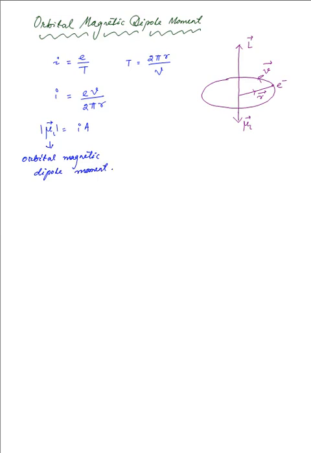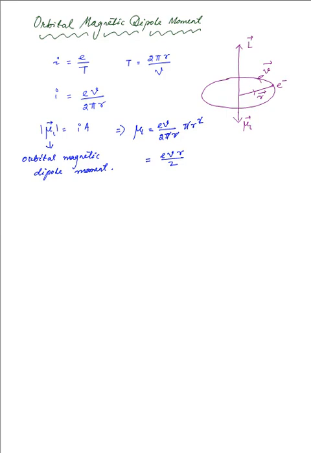Now from that, as we know that the area is going to be pi r squared, so we have this value to be also equal to mu L, which is equal to, well, we can substitute the value of I, that is e v over 2 pi r, and the value of the area, that is pi r squared. So one of the r's gets cancelled, the pi's get cancelled, and so we simply have e v r over 2. And because the electron is negatively charged, its magnetic dipole moment will be directed opposite.